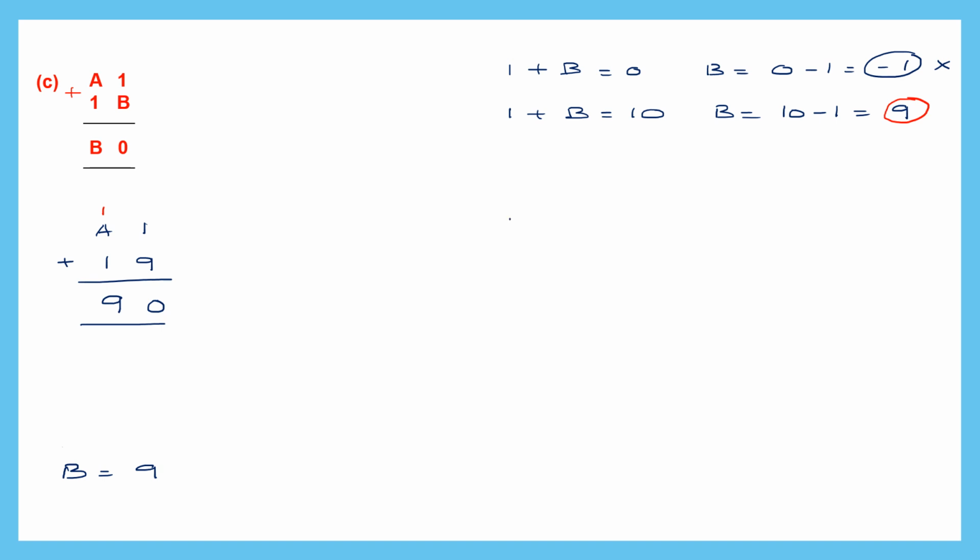So let's write it like this. We added up 1 plus 1 is 2. 2 plus A is equal to 9. So now we can find the value of A. We can say A is equal to 9 minus 2. So A is equal to 7. So we have found the value of A also. A is equal to 7 and B is equal to 9. So these are our answers.